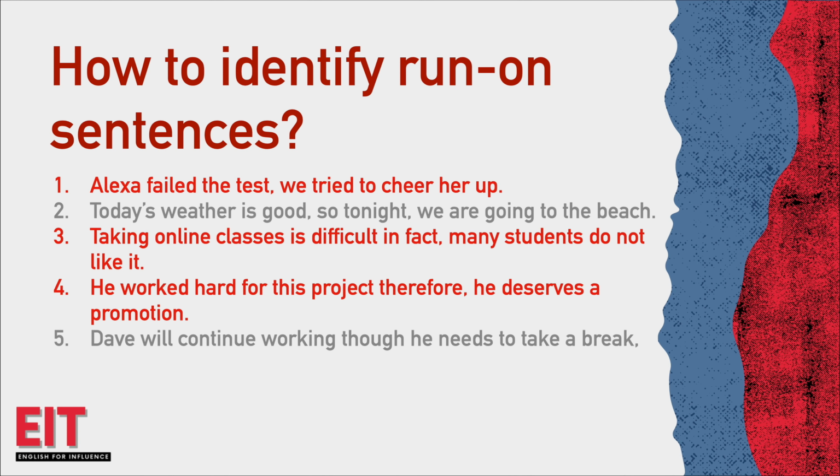In the second sentence, we also have two clauses. Can you identify them? The first clause is today's weather is good. Subject is today's weather. Verb is. And the second clause is tonight we are going to the beach. Subject is we. Verb is are going. And how are these clauses joined? By a comma and a coordinating conjunction so. Therefore, this sentence is okay.